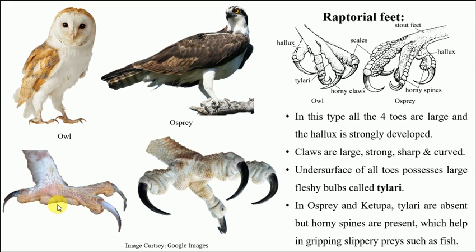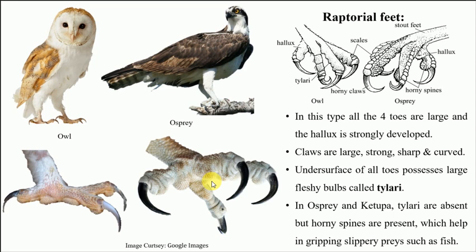These are developed in the case of the hawk, but in the case of birds like osprey and ketupa, this talary or the fleshy lobes are absent, but they are replaced by horny spine-like structures which are present at the ventral surface of the feet, and these horny spines help these birds grip a slippery prey such as fish, because birds like osprey and ketupa are predators of fishes.